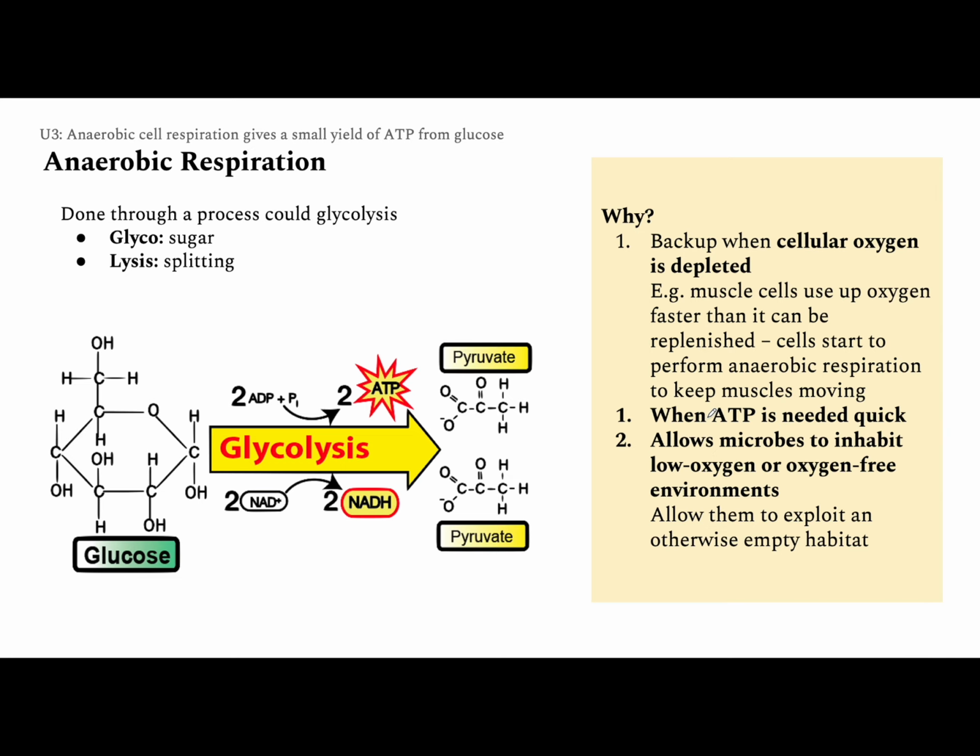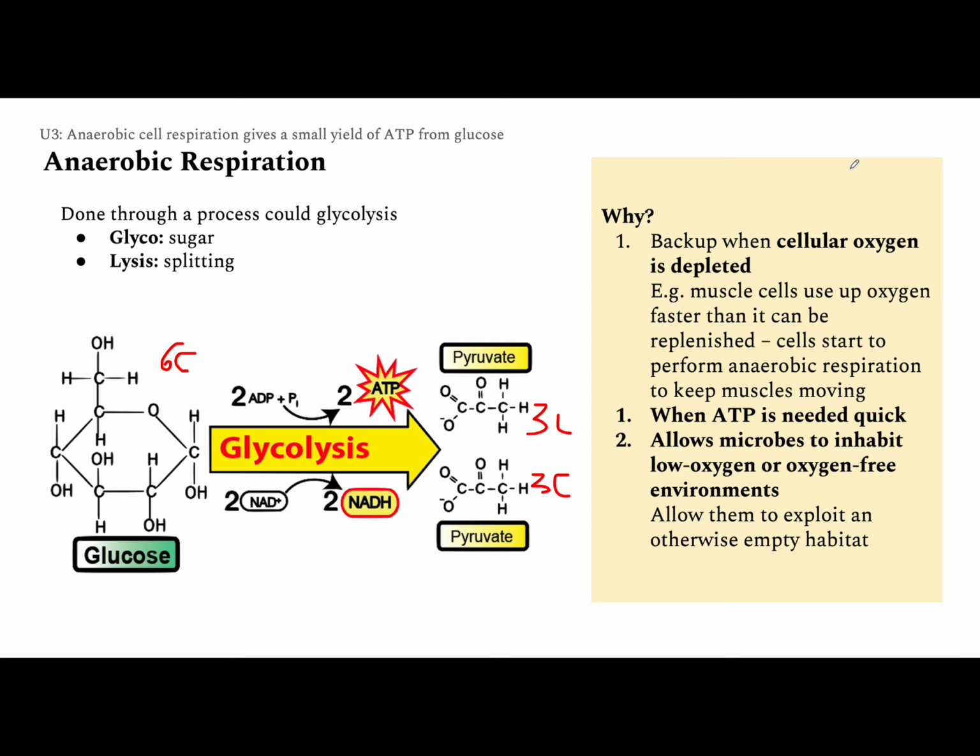So, in anaerobic respiration, it's basically going from glycolysis to fermentation. Glycolysis: glyco means sugar, lysis means splitting, so it's a splitting of sugar, the sugar being glucose. If we look at glucose, it has 6 carbons. After glycolysis, there are 2 molecules and each of them has 3 carbons. When glucose is broken down into smaller molecules, it produces ATP, which is the energy that we need.